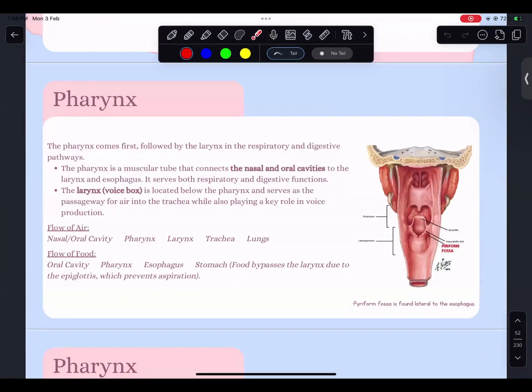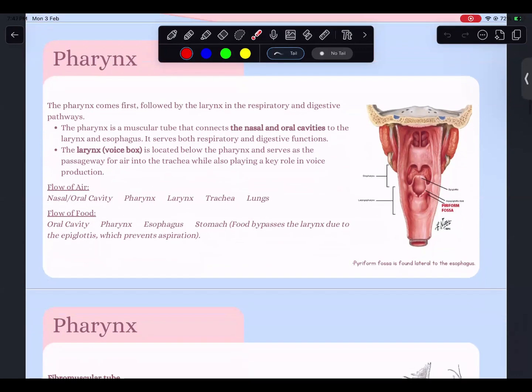Okay, so the pharynx comes first, which is then followed by the larynx in the respiratory and the digestive pathways. The pharynx is just a muscular tube that connects your nasal as well as oral cavities to the larynx as well as the esophagus. And the larynx, which is the voice box, is located below the pharynx and it serves as a passageway for air into the trachea, also producing your voice.